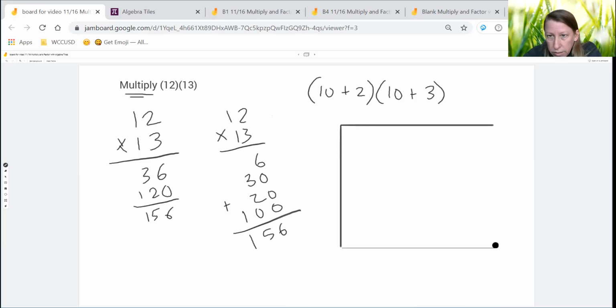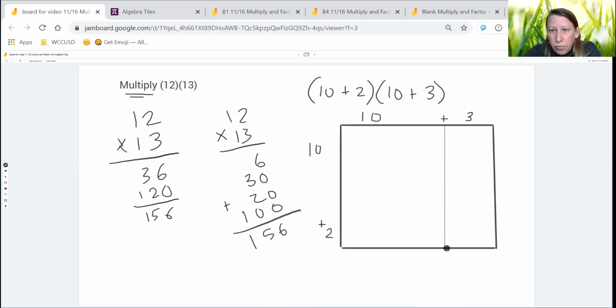It's almost a square, isn't it? Not quite. Which side's longer? This side looks a little longer. So I'm going to put 10 plus 2 right here. And along the top, I'm going to do 10 plus 3. We're going to play with this kind of model a little bit more. And let me make it even better. 3 is not very big. And 2 is not very big.